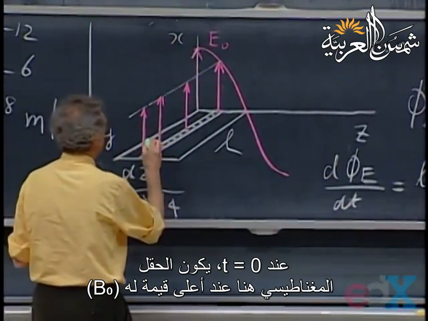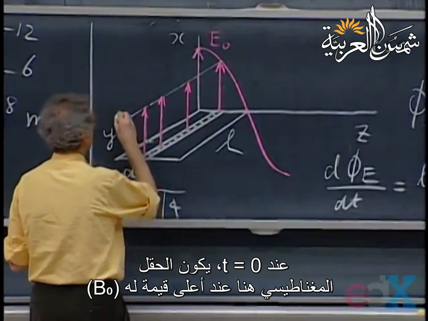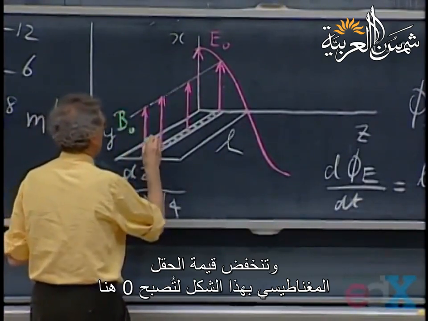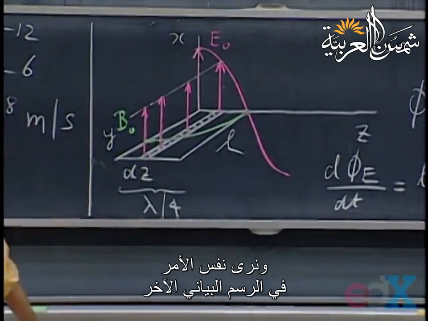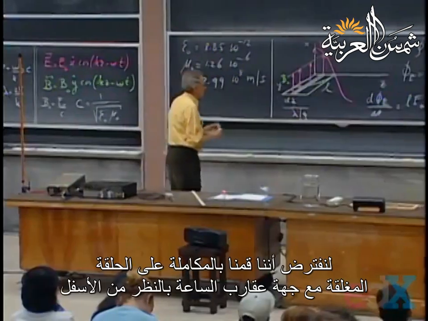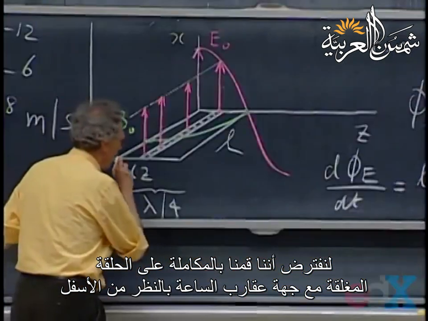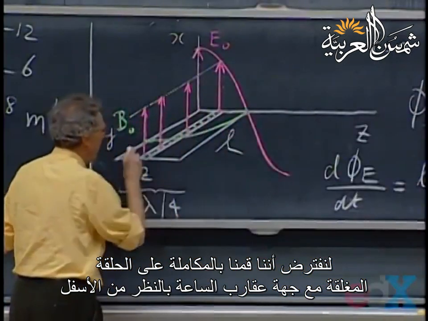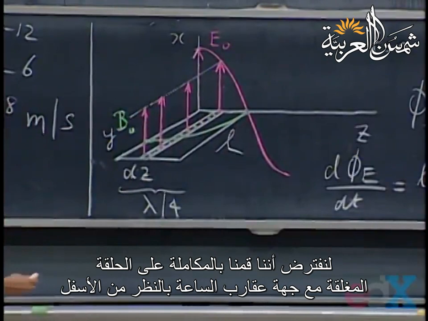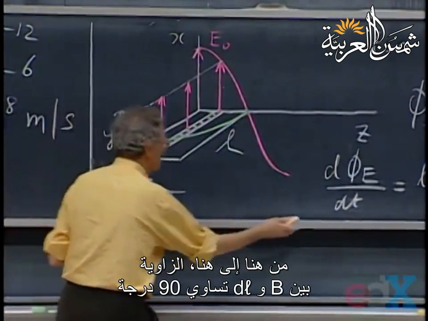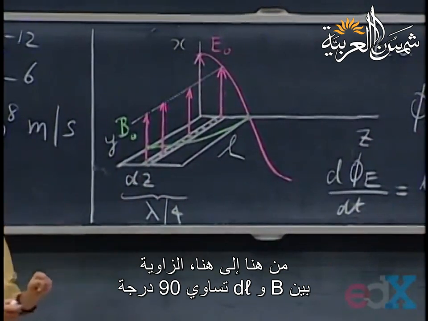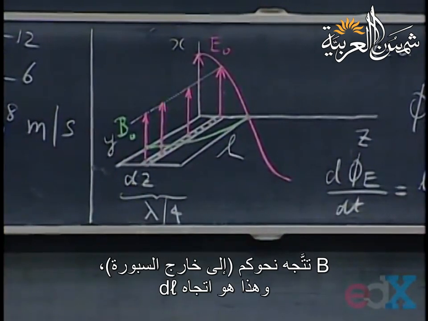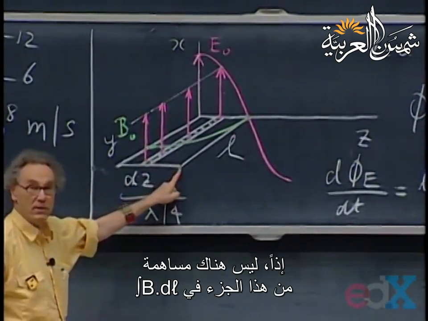At this moment in time, B is a maximum here, which is B zero, and then it falls off to zero here. You can see the same there. Suppose I start here and I go this way, this way, this way, and this way, a closed loop integral. If I go from here to here, my B and dl are at 90 degree angles. B is coming to you and dl is like this. So there is no contribution here.